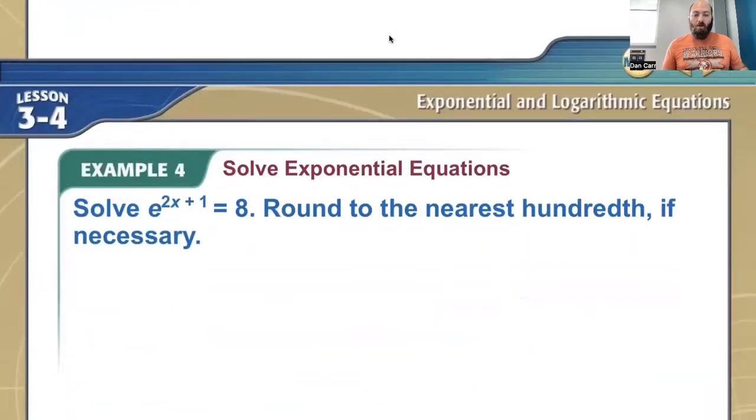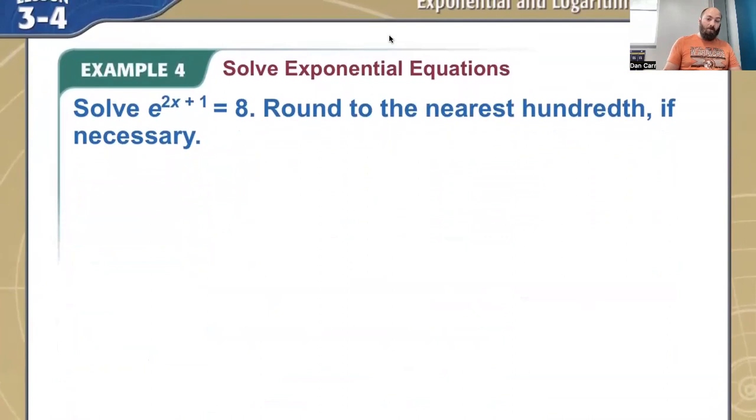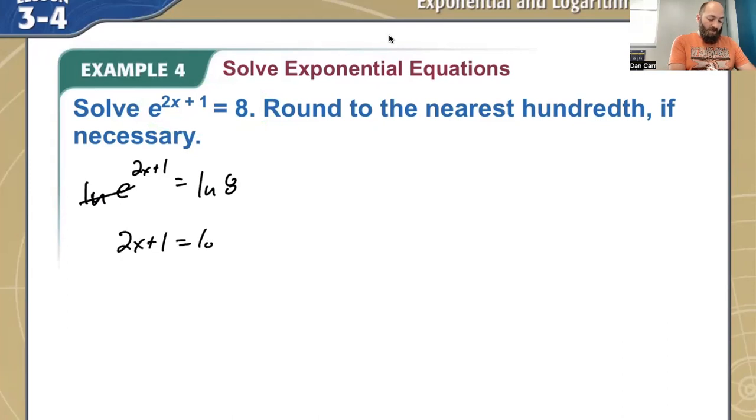Okay, so when we look at this example here, we want to solve e to the 2x plus 1 equals 8. One of the easiest ways to do this is applying our one-to-one property. If we evaluate the natural log of the left side and the right side, and if this is true, then that is also true. It's just working backwards from that one-to-one property. I chose the natural log because the natural log of e is going to cancel that out. So this will be 2x plus 1 is equal to the natural log of 8.